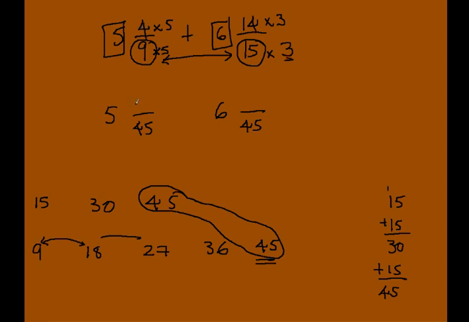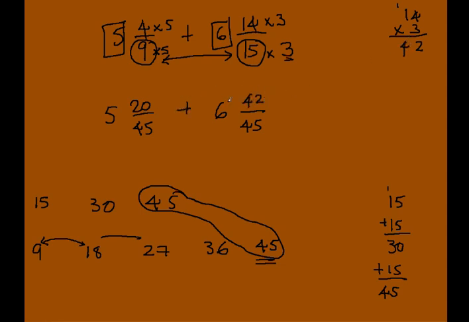So now 4 times 5 gives me 20. 14 times 3, even if you didn't know, it gives you 42. You can go on the side and multiply. 3 times 4 is 12. Carry a 1. 3 times 1 is 3 plus 1 is 4. So it gives me 42.